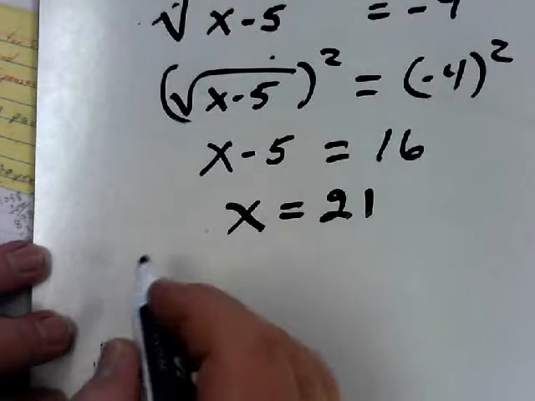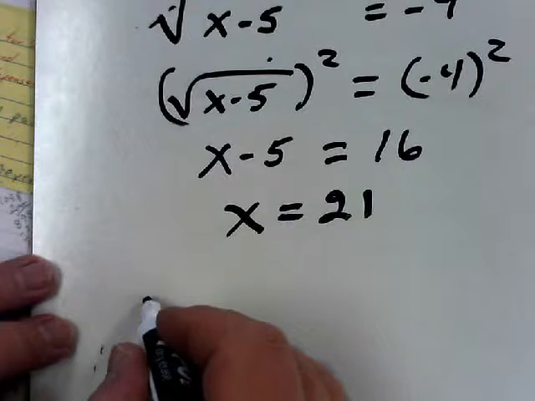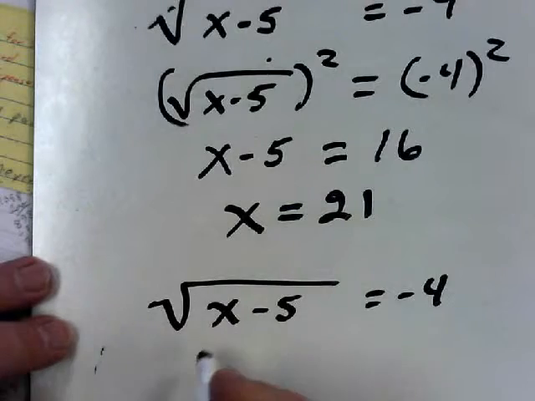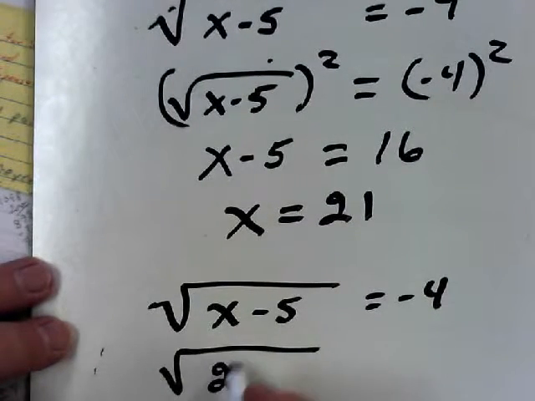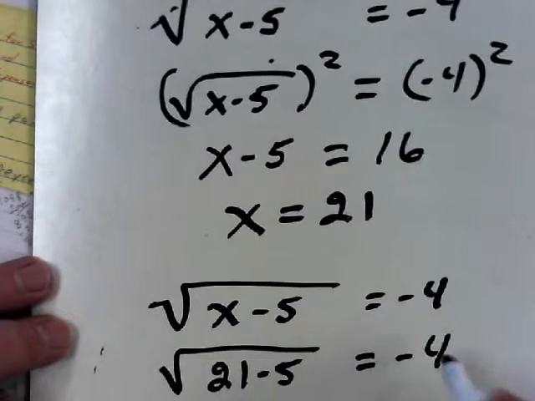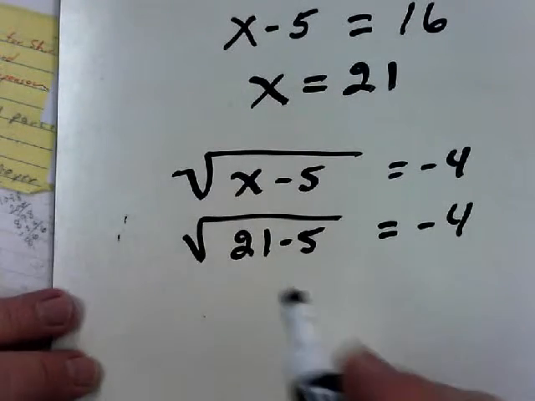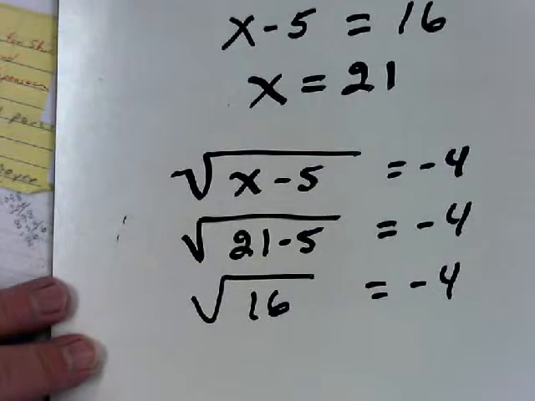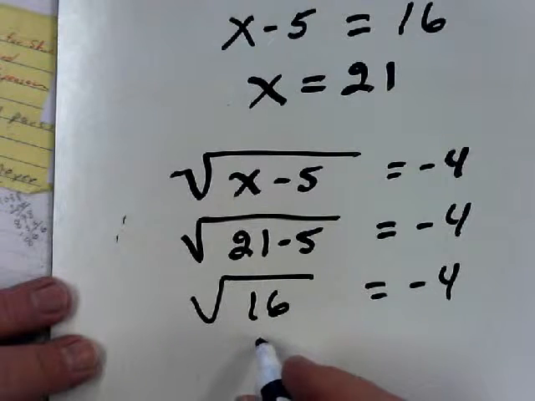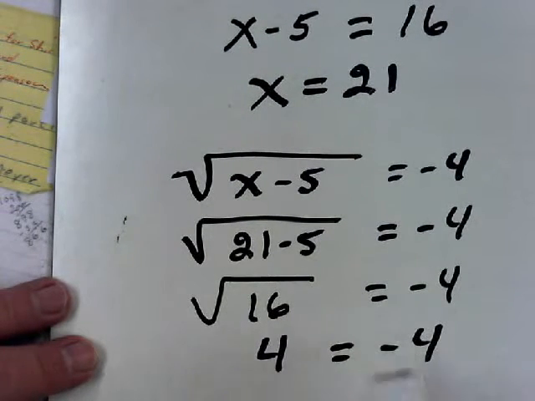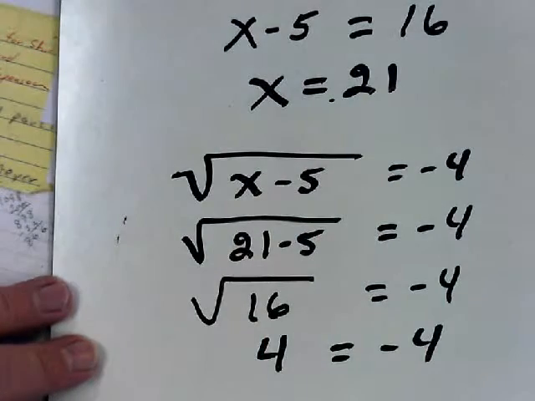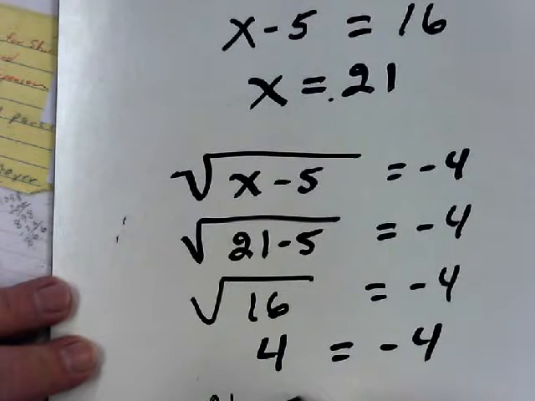Okay, so then I have to check, which means take the original problem, put in your answer. What's 21 minus 5? What's the square root of 16? 4. Does 4 equal a negative 4? So, actually, the x equals 21 is an extraneous root then. Okay? So I end up with no solution.